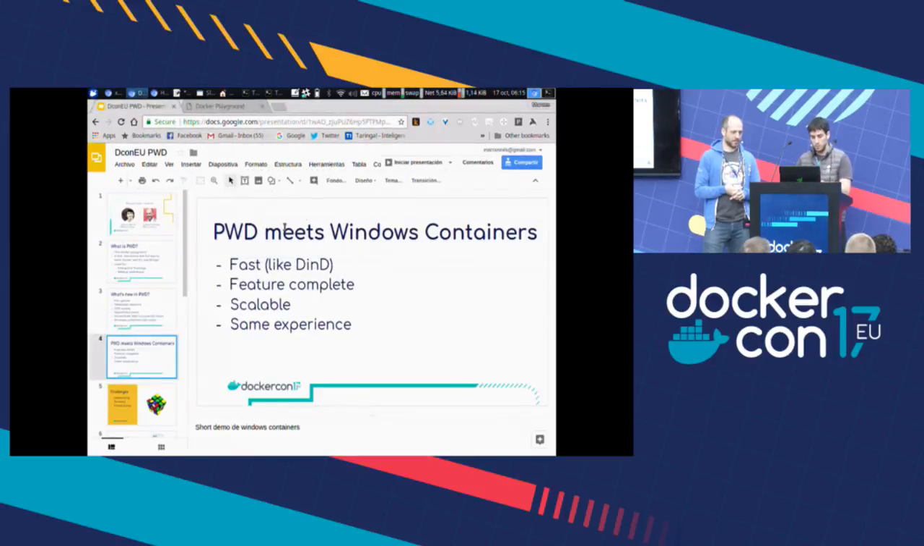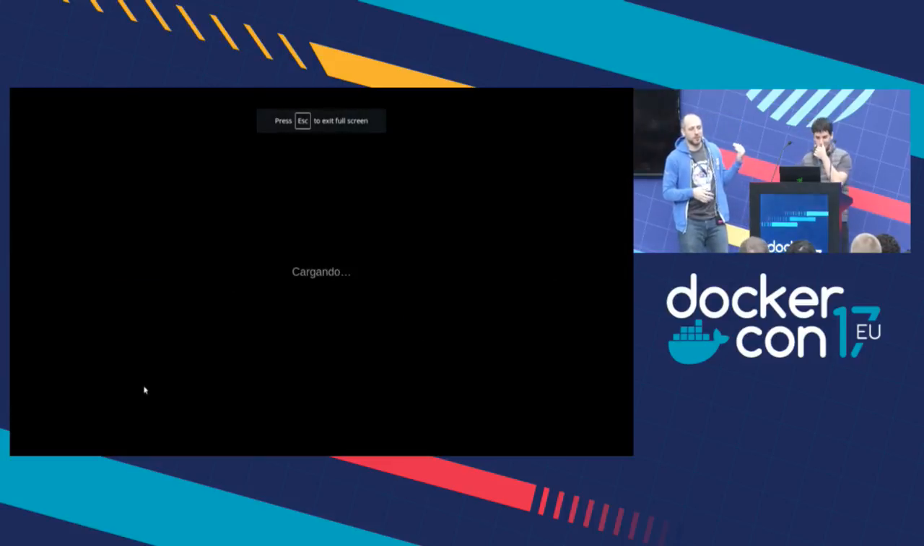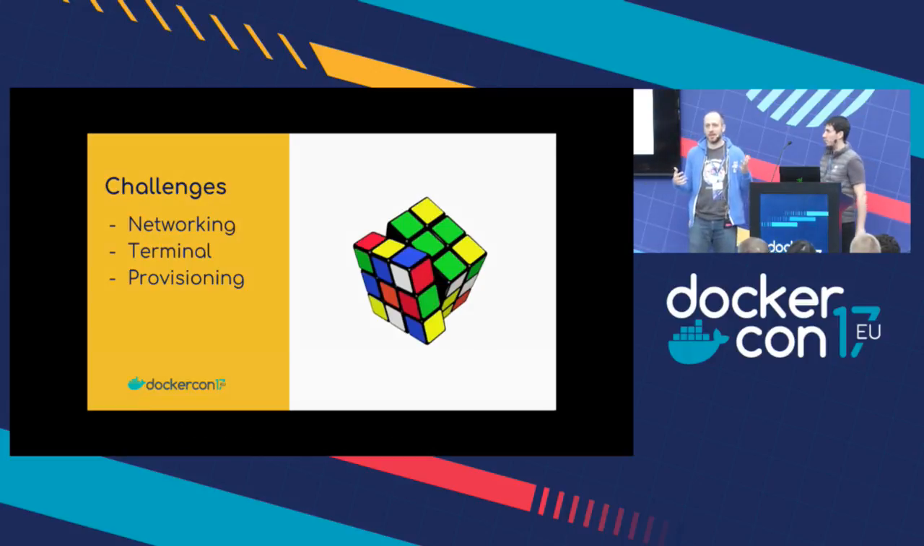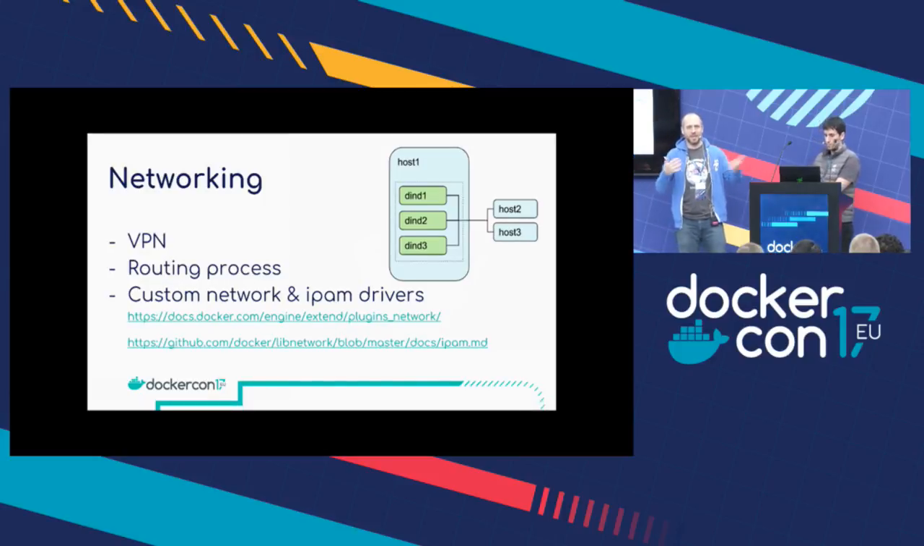So until this starts, let me tell you more about the real challenges behind making this happen. Since the Linux instances work as Docker in Docker containers, and the Windows instances are actually real VMs, what we need to do is somehow make them work and see each other in the networking layer, right? On the networking level. So our first challenge was figuring out how they actually see each other, because Docker in Docker containers and Windows VMs cannot really talk to each other.